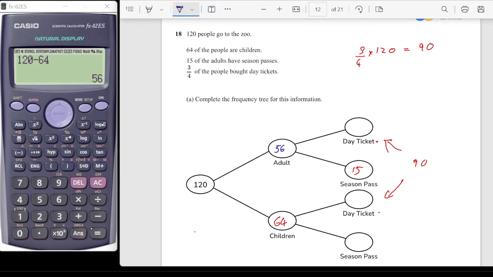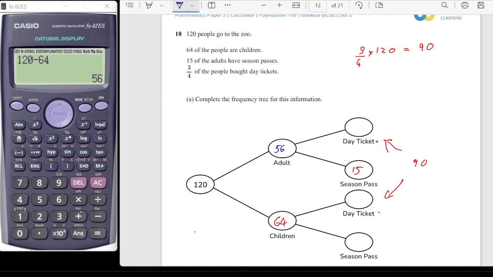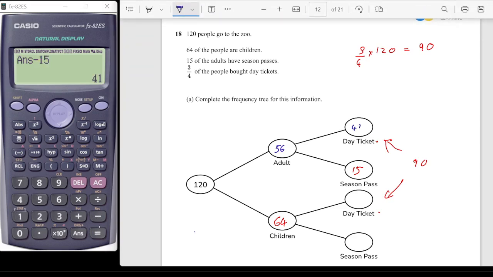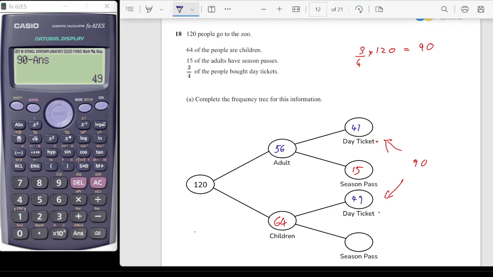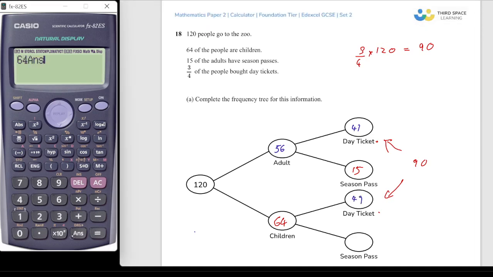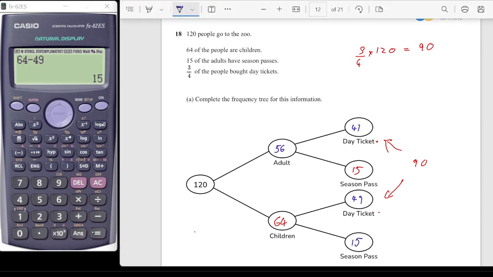And then if we know that 15 of those adults have season passes, I'm going to do my last answer minus 15, so I should have 41 people with day tickets, and I know that that's got to equal 90, so 90 minus the answer gives me 49 children with day tickets, and then 64 minus the 49 that I just worked out should give me 15 season passes.